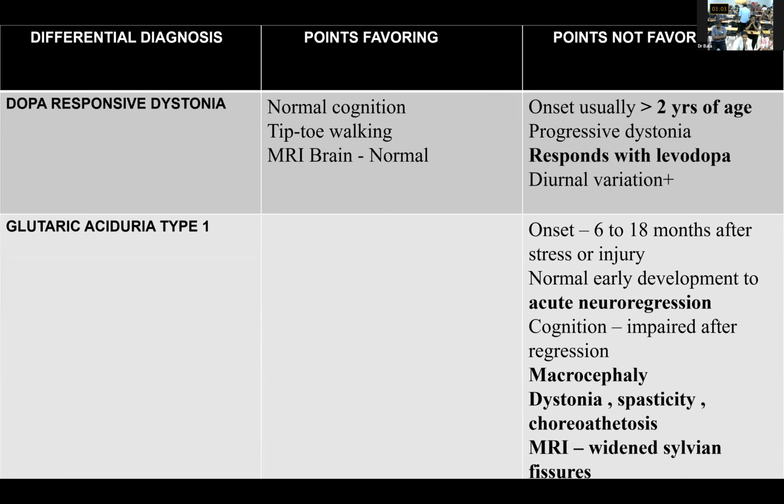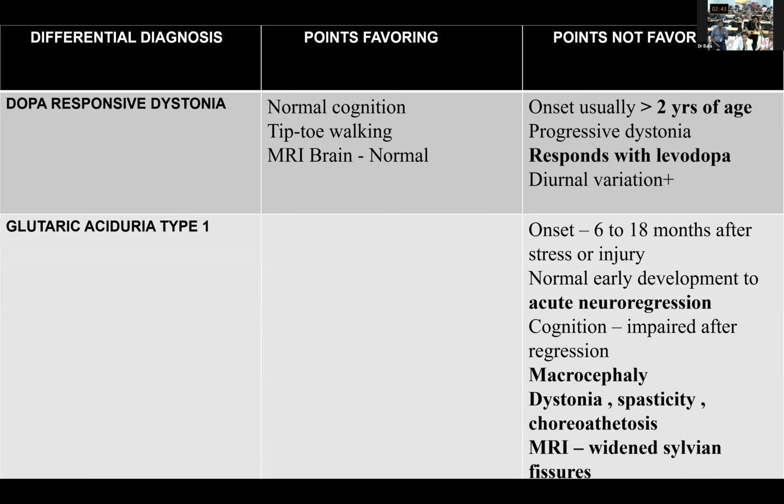Next is DOPA responsive dystonia. It also has normal cognition. Tiptoe walking will be present and MRI brain will be normal. But usually there will be progressive dystonia, it responds well to levodopa, and there will be diurnal variation, that is, progression and worsening of weakness as the day progresses, which is not seen in our case.